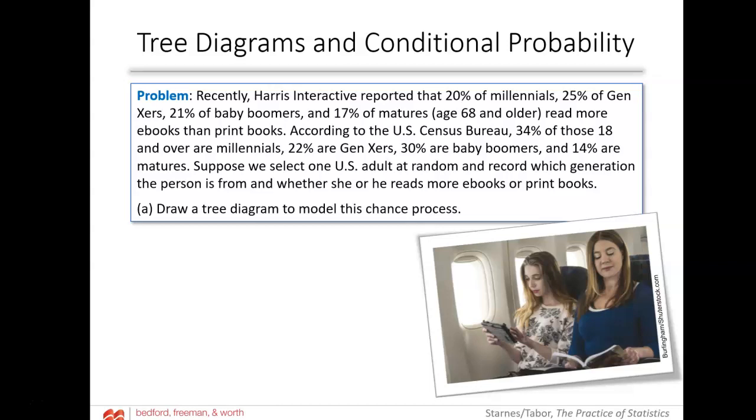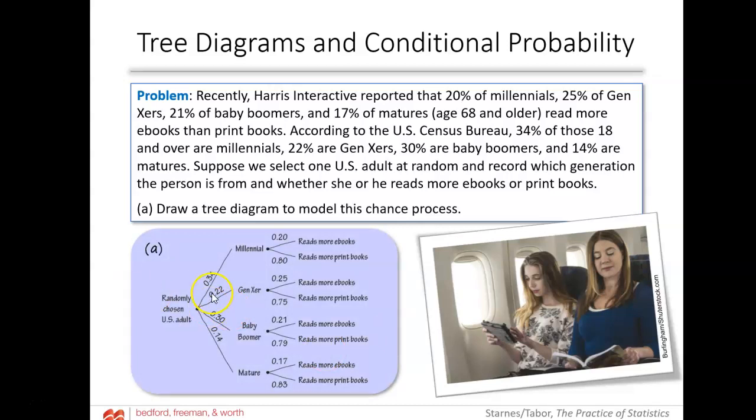So notice the order in which they stated that. We select the person, we figure out what generation they're in first. So that's going to be the first branch. Are they a millennial, a Gen Xer, a baby boomer, or a mature? And they put their probabilities right there on the branch itself. That helps. Now, once you get to whatever age stage they're in, whether they read an ebook or not was given to you, right? So for millennials it was 20% reads more ebooks, which means the complement, 80%, would be they read more print books. So they gave you all of the top branch here, and you have to use the complement rule to find the bottom part. So 21, 79, 17, and 83. So there's your tree diagram.